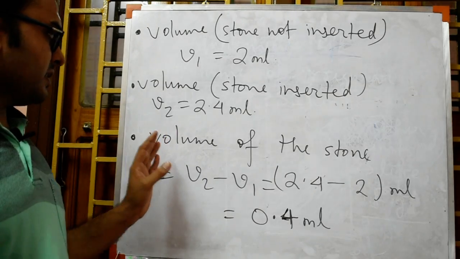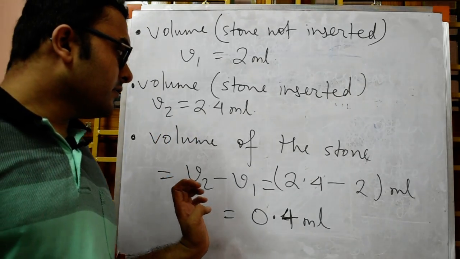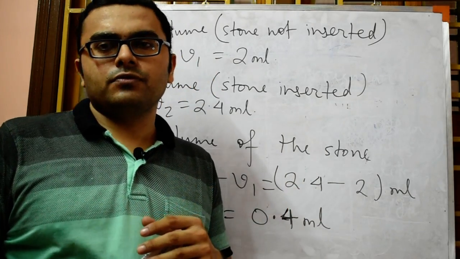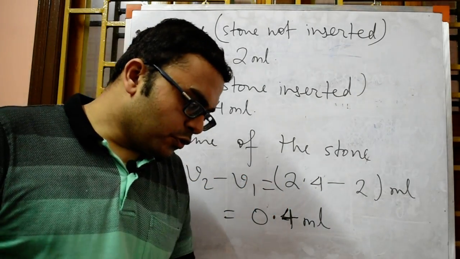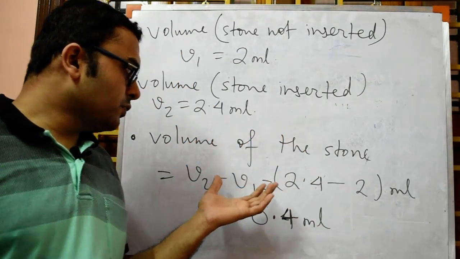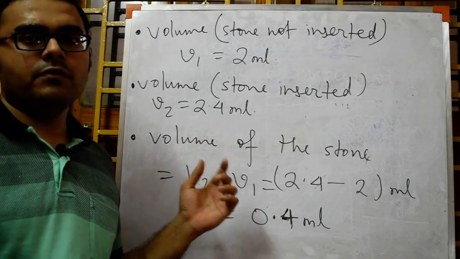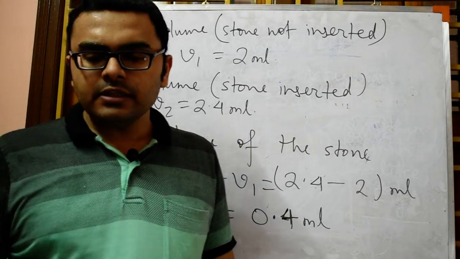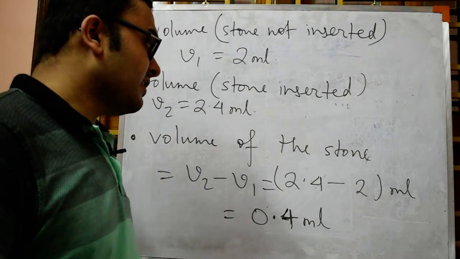The water level, when it rises, will give you the volume of the water plus the volume of the stone. So in order to get the volume of the stone, you have to subtract the volume V1 from the volume V2. In this way you can get the volume of the stone, okay. So I think the process is clear.